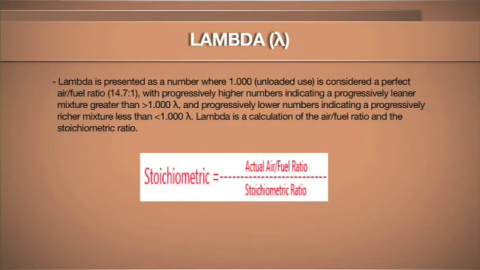Lambda is presented as a number, where 1.000 is the preferred stoichiometric fuel control, or 14.7 to 1 as we used to know it. A leaner mixture is going to be greater than that 1.000 lambda. So if we see anything above that, we consider that lean. Anything below that 1.000 is considered to be a rich condition, a little bit reverse to what we're used to looking at for oxygen sensor calculations.